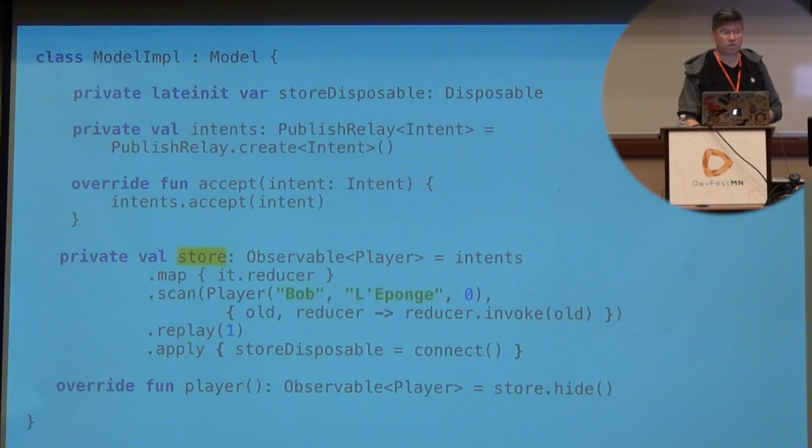And after that, let's look at store, right? So I mentioned how it was important, and the idea of store is that this is where our state is stored. And this is where we ultimately process all the incoming intents. So if I go over the chain, we take intents from the publish relay declared above. We map each intent to its reducer. So the reducer, again, is something that knows how to change a player from one state to another, although creating a new copy of it, right? And the magic pretty much happens with scan.